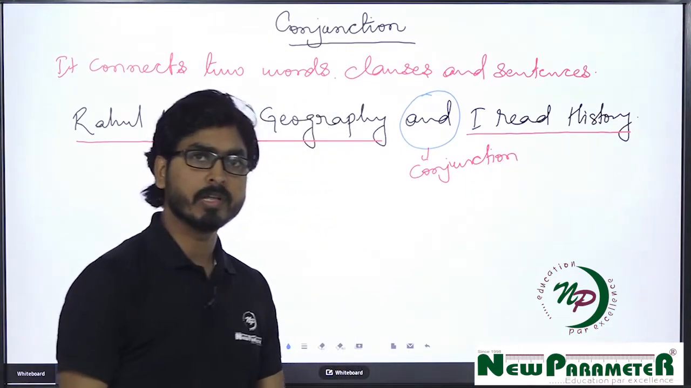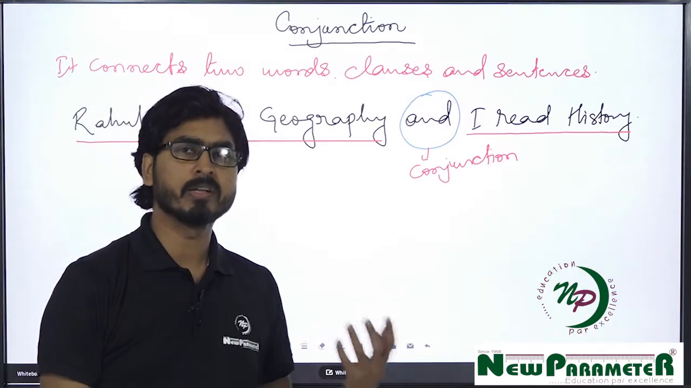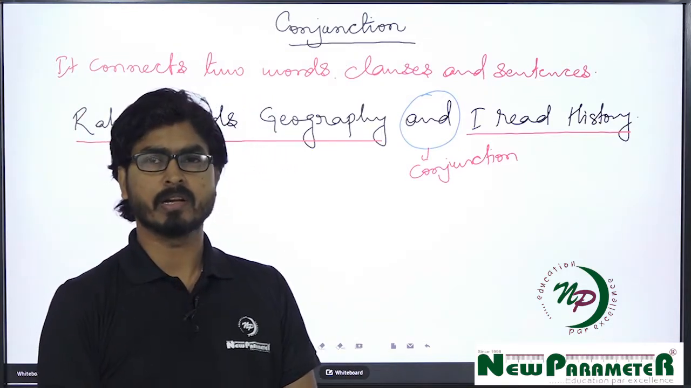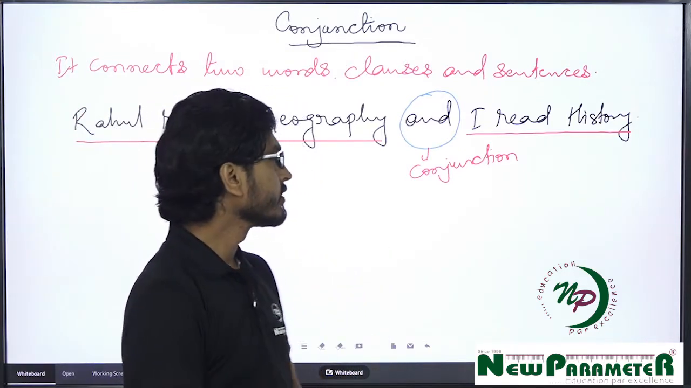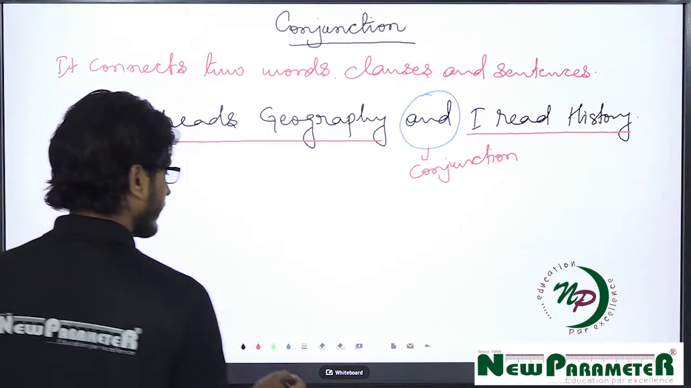So we have to just study the use of and, but, though, although, yet, since, hardly, scarcely. So many things are there. So now start firstly with and. What is and? We'll see.